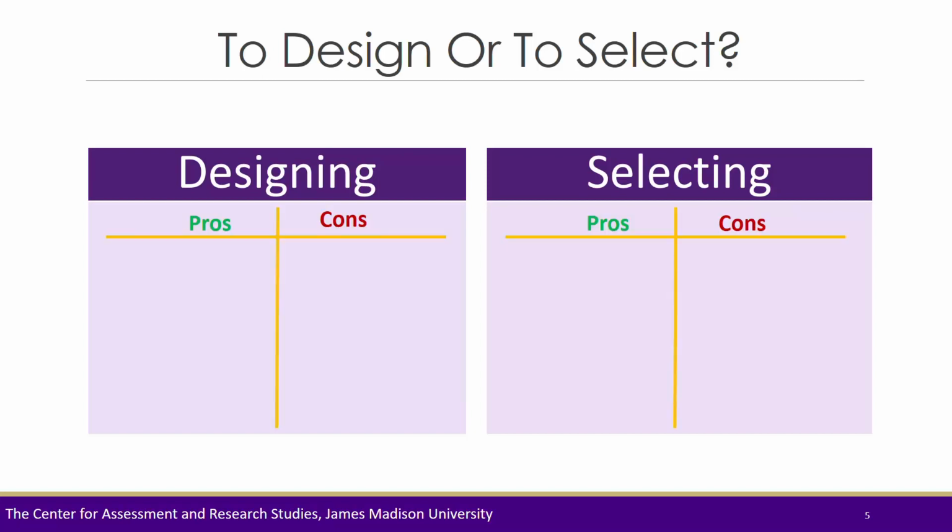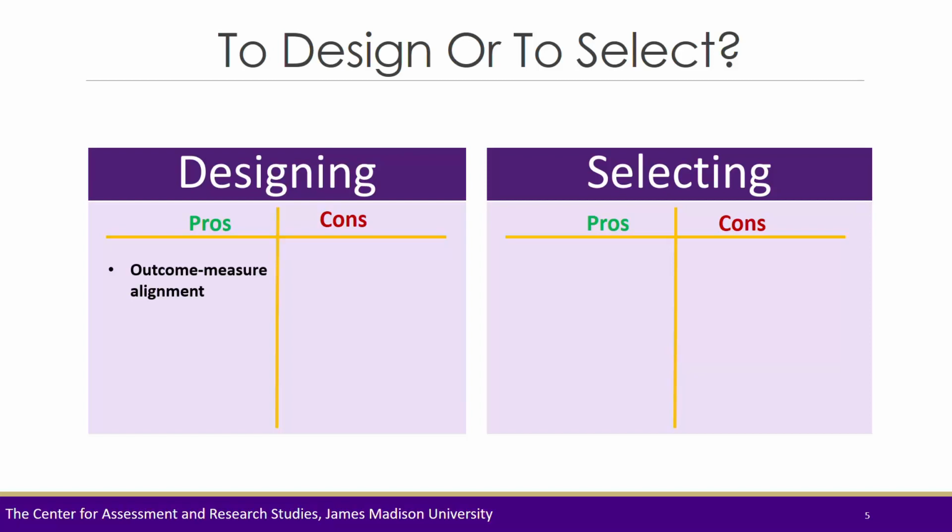Let's review them together. One potential advantage of developing a new measure is outcome measure alignment. That is, you develop a measure that's specifically aligned with your desired definition of the outcome. This is great in that the measure operationalizes the outcome at your desired breadth and depth. But there are several disadvantages to developing new measures.